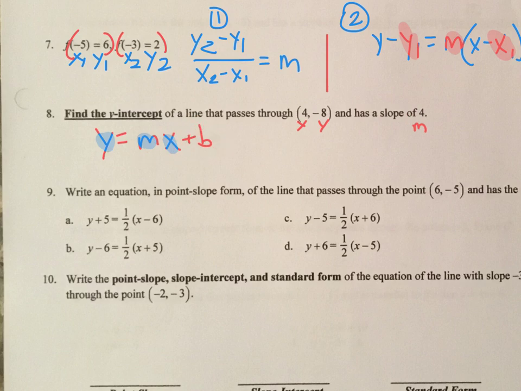Once you know b, remember you need to rewrite it. Y equals something x plus or minus whatever your b is. If you get a negative number, remember, just put minus 6. Don't put plus minus 6.